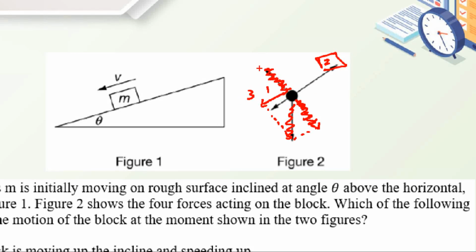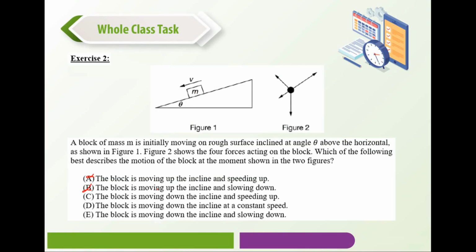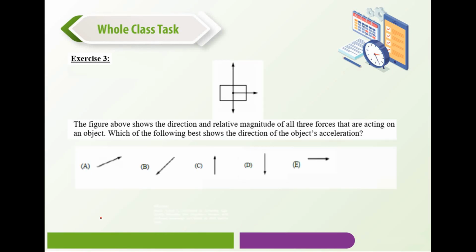Then all of this FBD can be replaced by a single force acting up the ramp like this. And the magnitude of this force would be the difference between 2 and 1 and 3 combined together. As you can notice, in this case the acceleration is acting up the ramp while the velocity is down the ramp. Then we notice that it's slowing down. Then E would be the correct choice.